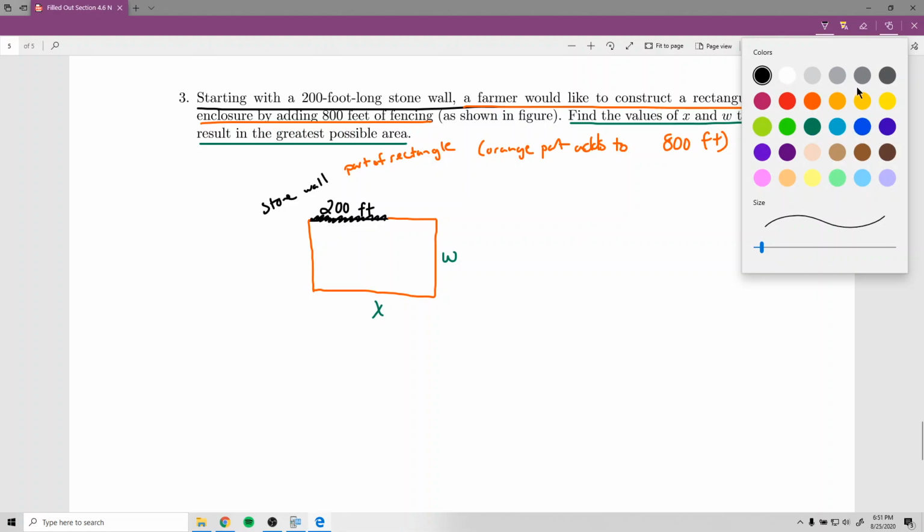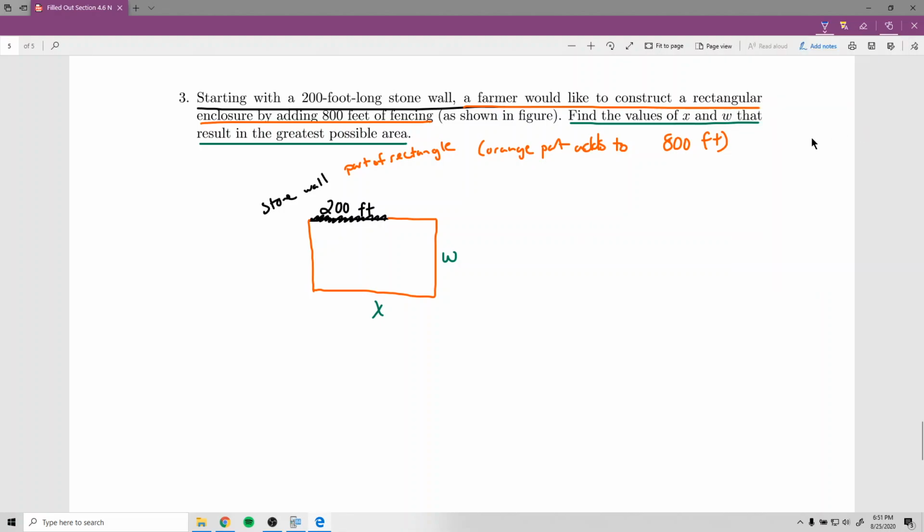Right, now very important, what are we even trying to do here? Well, we want to find the greatest possible area, which means we want to maximize area. And we're talking about a rectangle here, so we want to maximize the area of a rectangle. Right, so the formula for the area of a rectangle, we know that's what we need to write down.